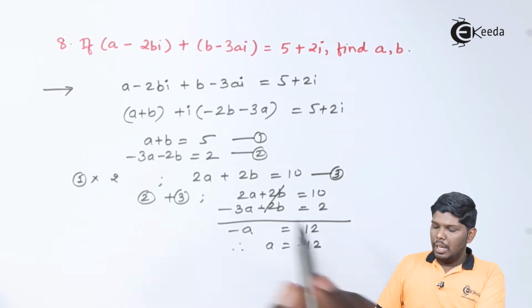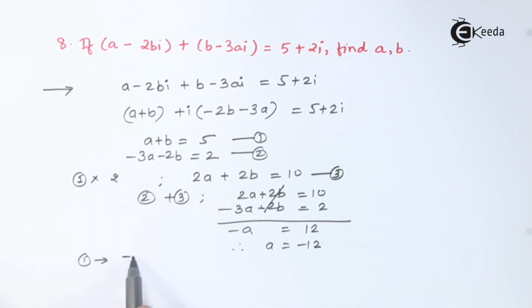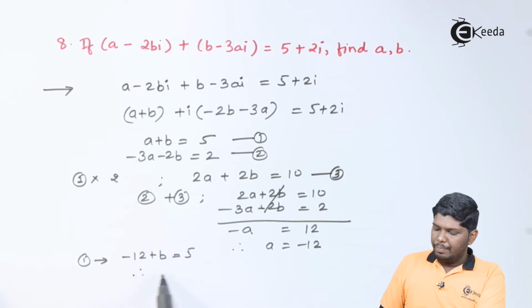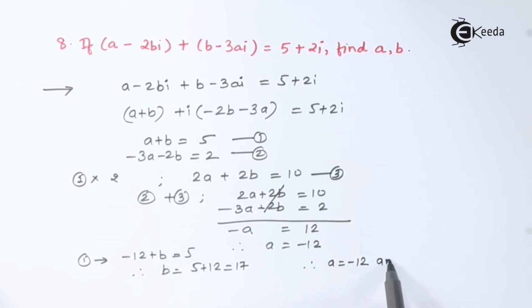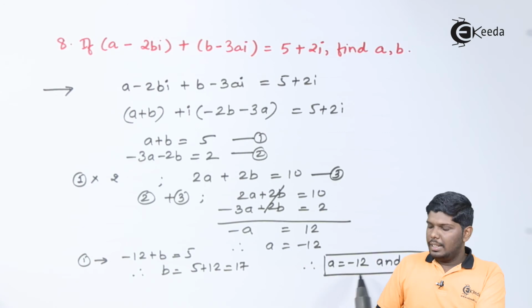Now let us substitute a in equation number 1. So equation 1 will give you minus 12 plus b is equal to 5. Therefore b will be 5 plus 12, that is equal to 17. So the final answer is a is equal to minus 12 and b is equal to 17.